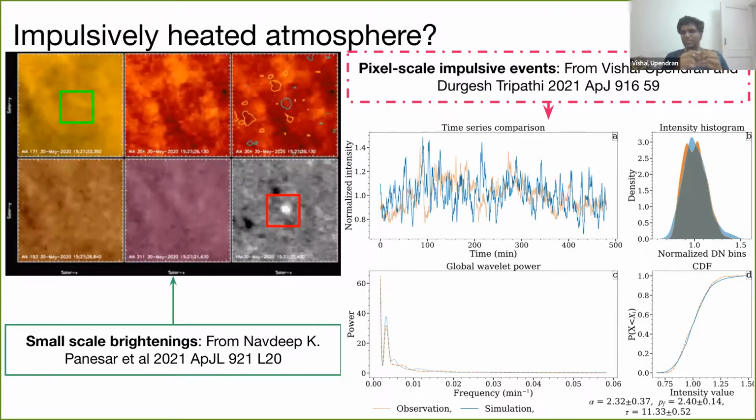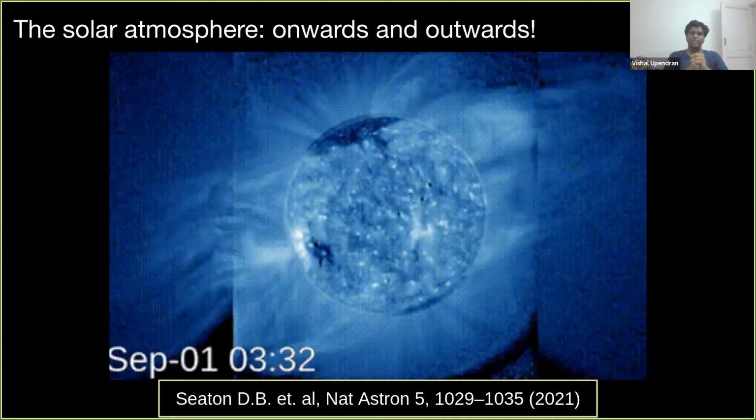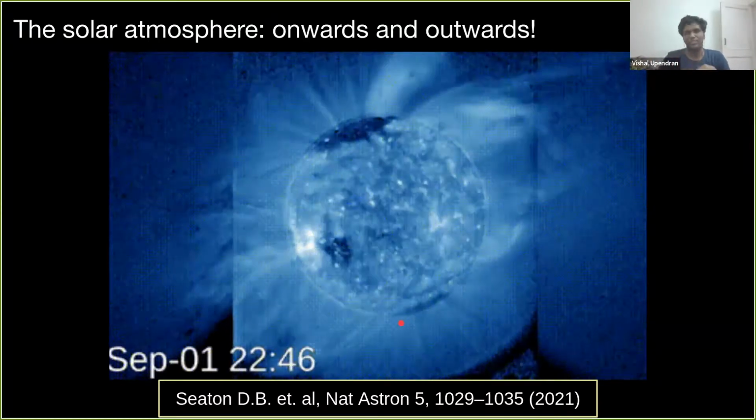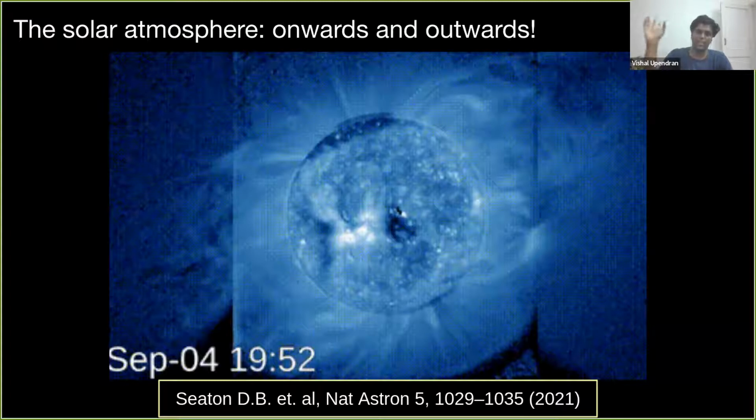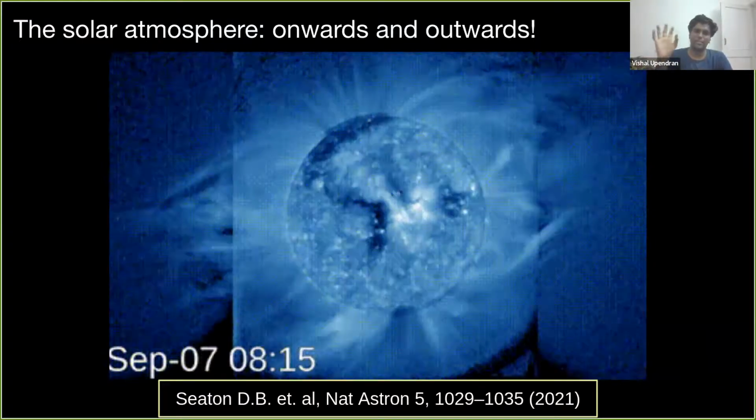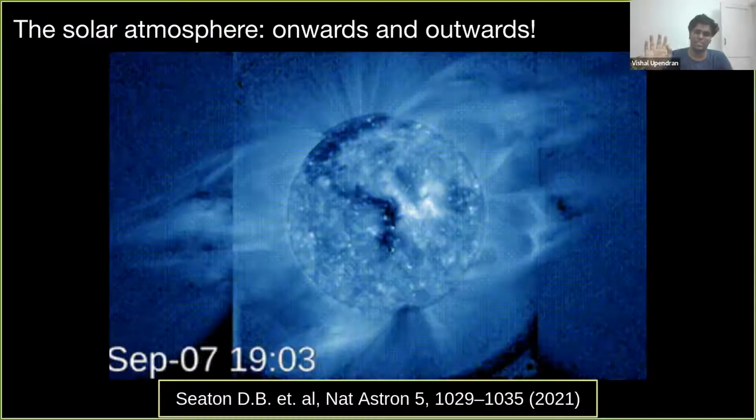So this is at a pixel scale. We can also look at the sun globally, right? The sun is not just limited to a couple of pixels. We have a lot of stuff happening globally in the sun. So this is an image of the outer solar corona. So this is again the solar corona, and the magnetic field is dictating all the dynamics in this region.